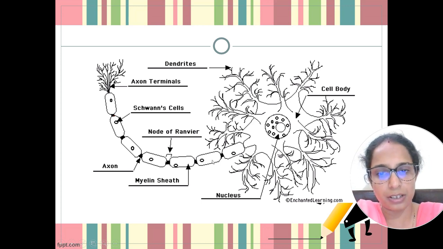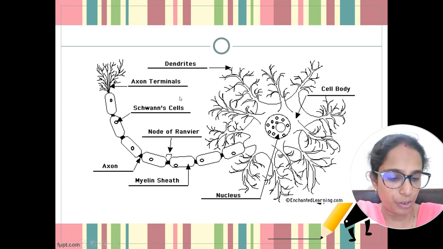This includes the myelin sheath, that is, axon connections are there. So this is the axon terminal at the end. The nucleus is all present in the cell body, and we also have Schwann cells. So this is the picture of a neuron.